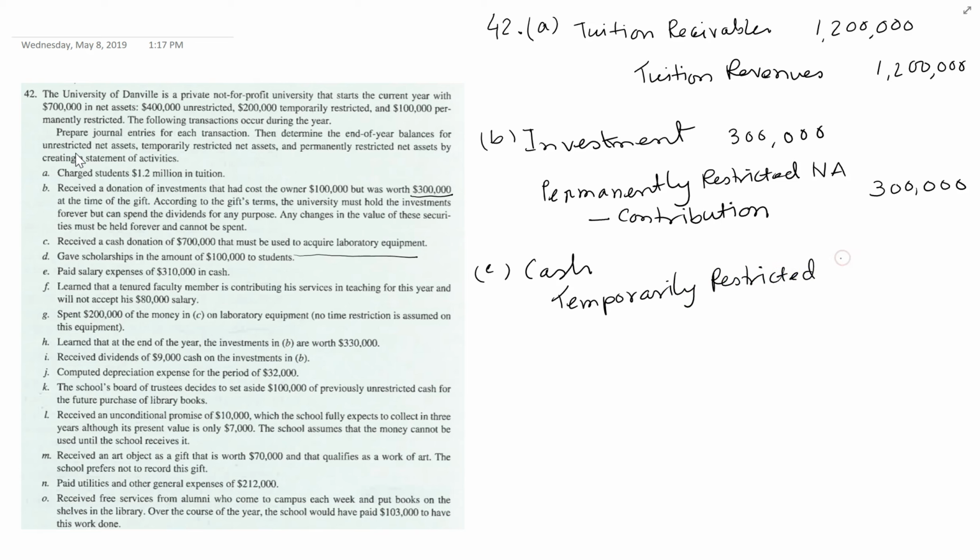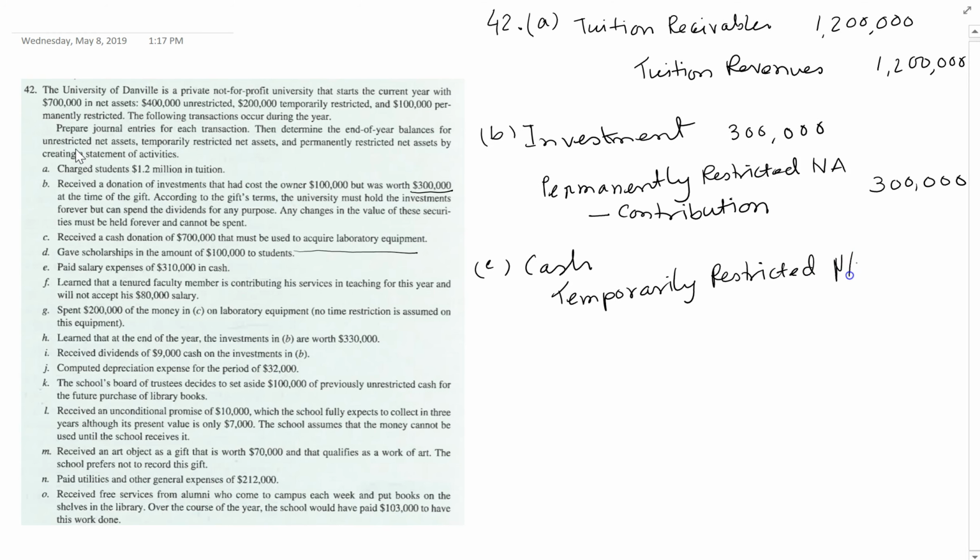And I will also categorize it as a contribution. So if you remember, your accounting for contribution, any type of gifts or donation or even pledge, we categorize under contribution. So I'll write it down. It's a contribution, and here we will put the amount. It's $700,000.